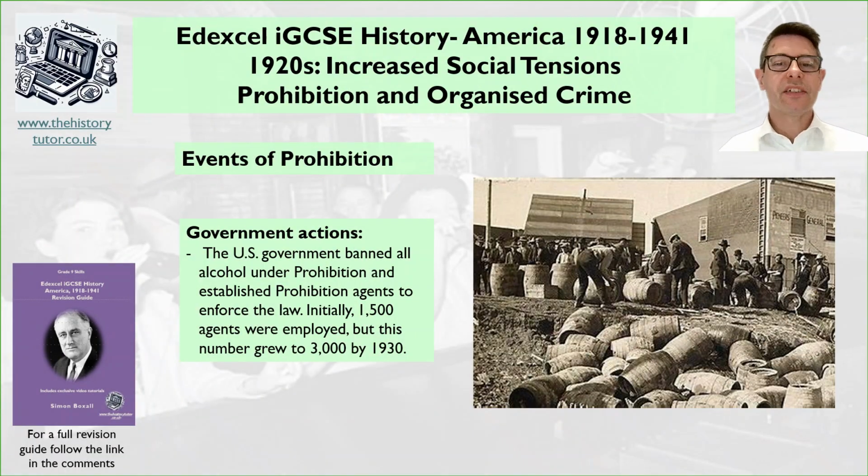What were some of the key events of prohibition? Well, there were government actions, of course. The government banned all alcohol. They set up prohibition agents to enforce the law. Initially, 1,500 were employed, but this increased to 3,000 by 1930.